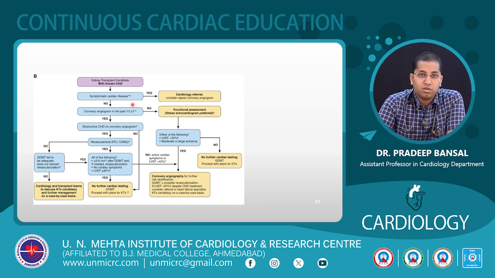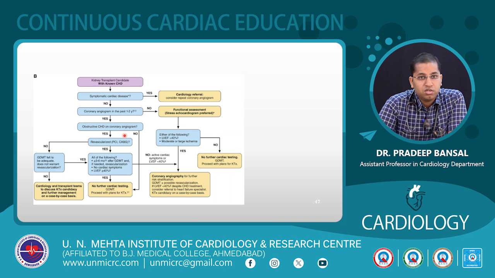A kidney transplant candidate with known coronary heart disease, if symptomatic, consider further investigation. If there is a coronary angiogram in the past 1 to 2 years, we consider whether there is obstructive CAD. If yes, then revascularization, either PCI or CABG. And if all of the following: more than 3 to 6 months of GDMT, revascularization if needed, no cardiac symptoms, and EF more than 40%, then no further testing.